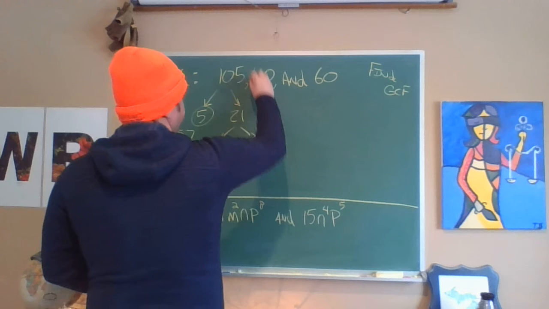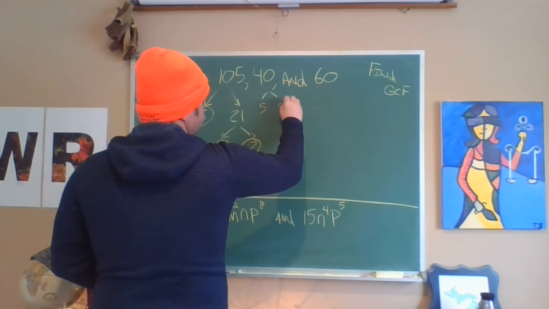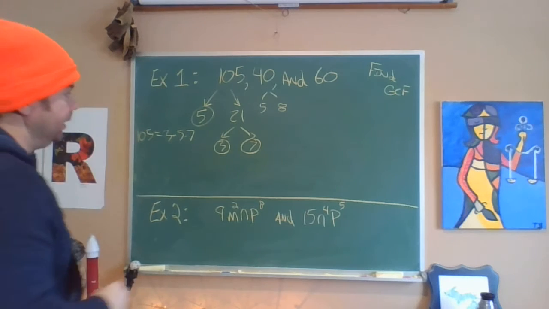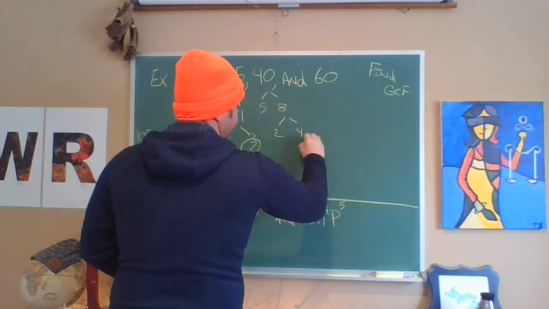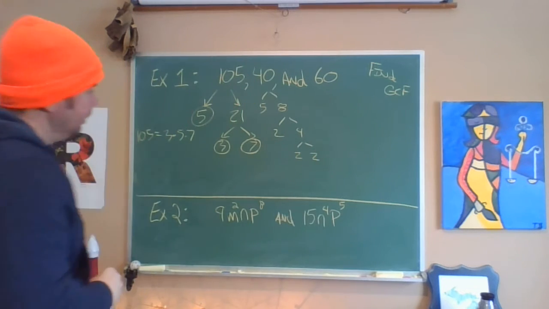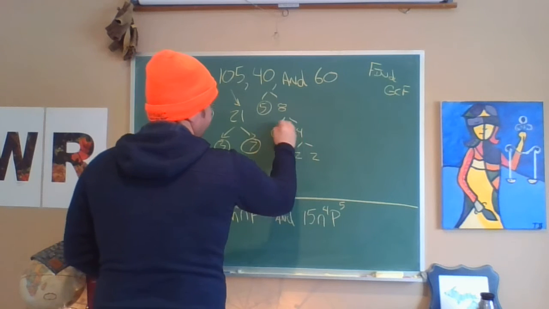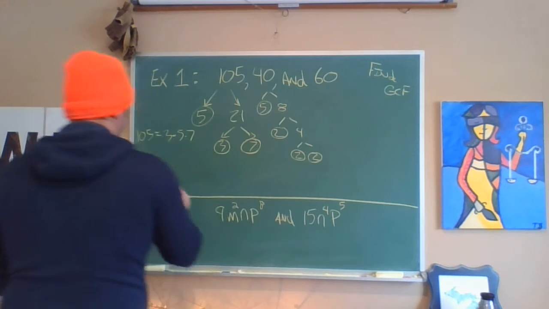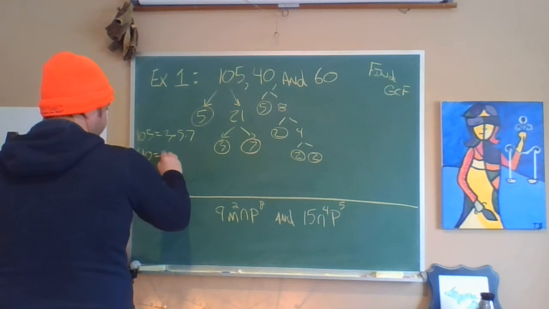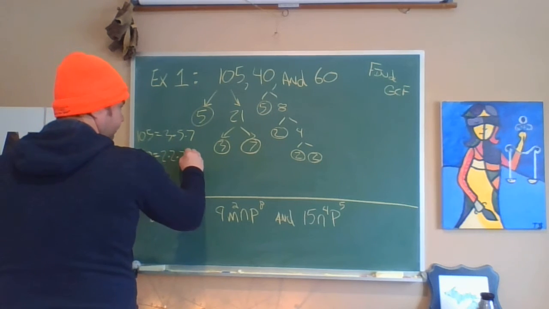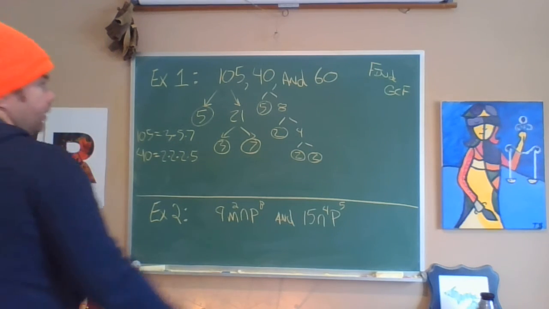All right, what about 40? So 40 is 5 times 8, and 8 is 2 times 4, and 4 is 2 times 2. So it looks like the prime factorization for 40 is 5 times 2 times 2 times 2. 40 equals 2 times 2 times 2 times 5. So there's my prime factorization there.